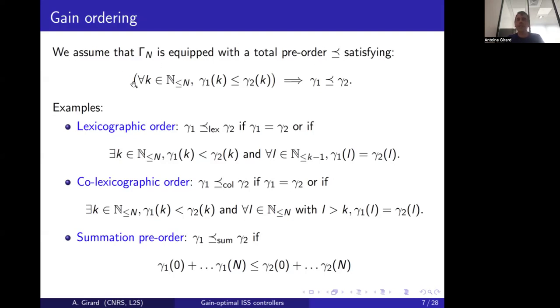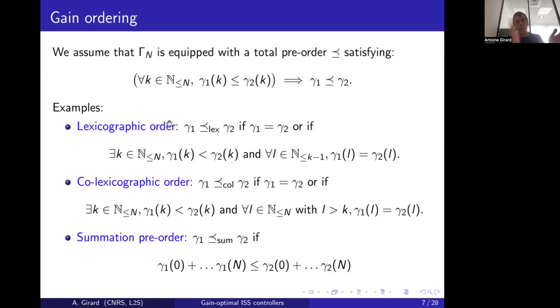And we're going to make this natural assumption that if we have gain functions such that for all k, gamma 1 of k is smaller than gamma 2 of k, then for our preorder, the specific one that we consider, we get gamma 1 smaller than gamma 2. So examples of such preorders, I give 3, but you can imagine many of these. It's actually easy to come up with many of such orders. We have the lexicographic order, which is defined as follows. Gamma 1 is less than gamma 2 if, well, you start by comparing gamma 1 of 0 to gamma 2 of 0. Right? If gamma 1 of 0 is smaller than gamma 2 of 0, then gamma 1 is smaller than gamma 2 in the lexicographic order. Then if gamma 1 of 0 is equal to gamma 2 of 0, then you go to gamma 1 of 1 and gamma 2 of 1, and so on.